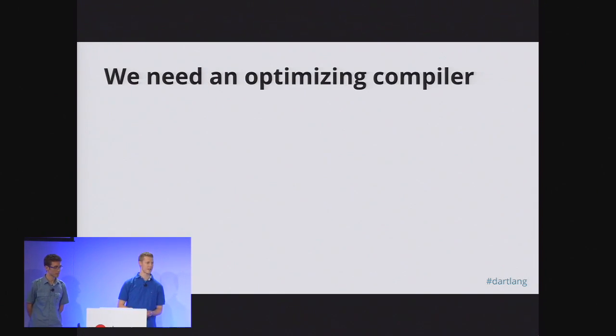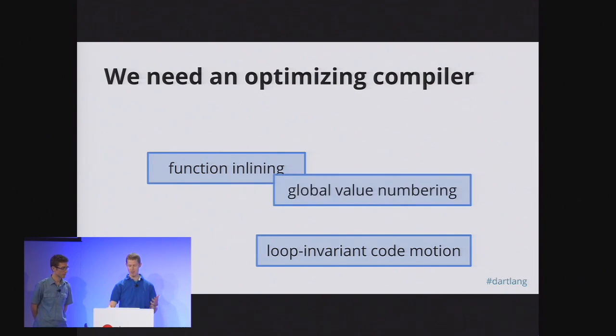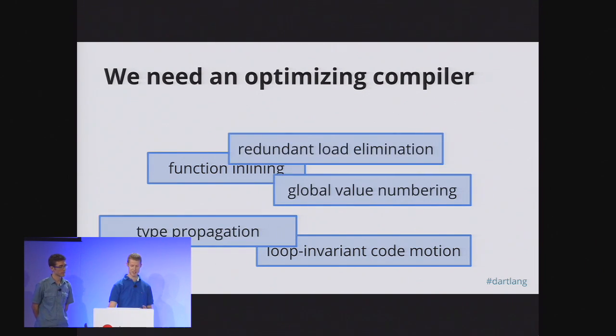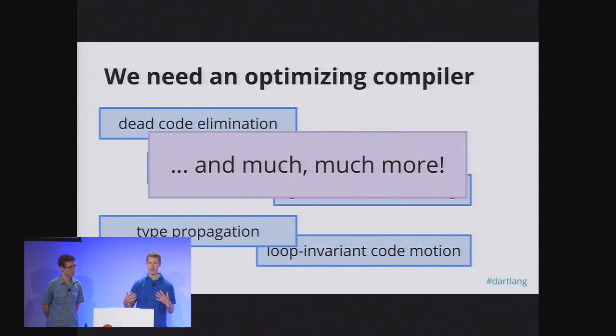But to do this and to do it efficiently, we need a real optimizing compiler, something that doesn't just do a one-to-one translation in a simple way. We actually need a lot of the neat modern compiler techniques that we've learned to love from other, say, more involved projects like V8. So we need function inlining. We need loop invariant code motion. We need global value numbering. We need a lot of these things: type propagation, redundant load elimination, dead code elimination, and much, much more. So we need a lot of things in this compiler. We want to do a good job in optimizing your code so you don't have to worry about it.